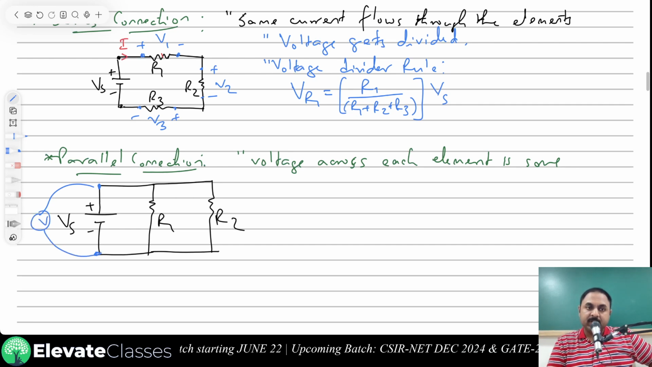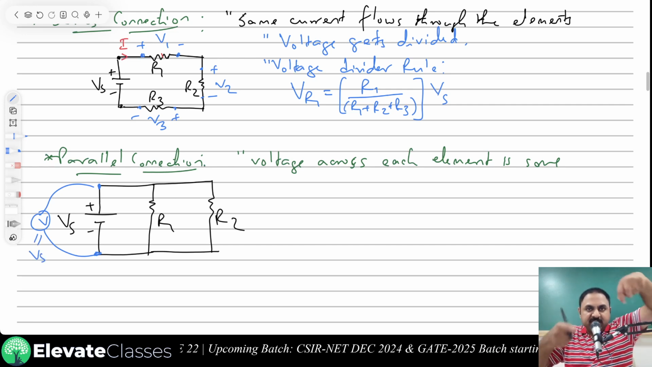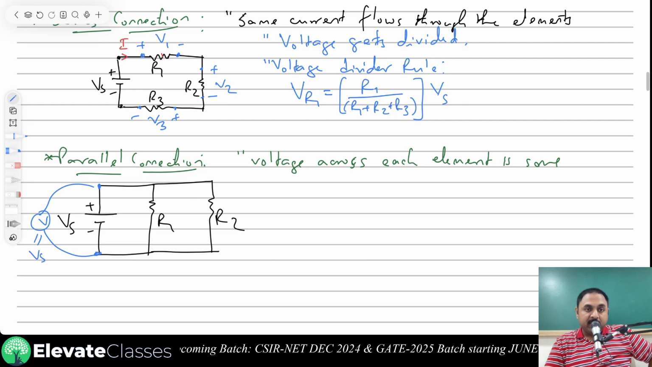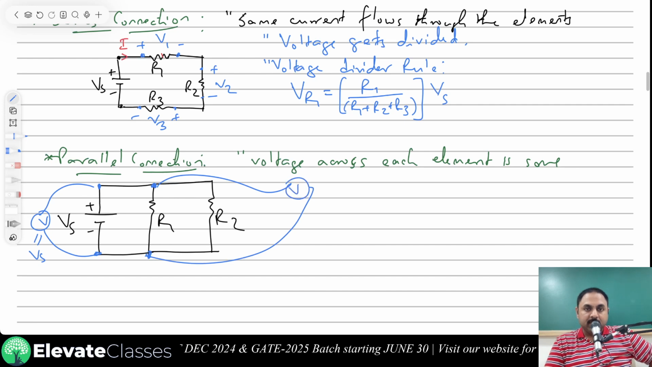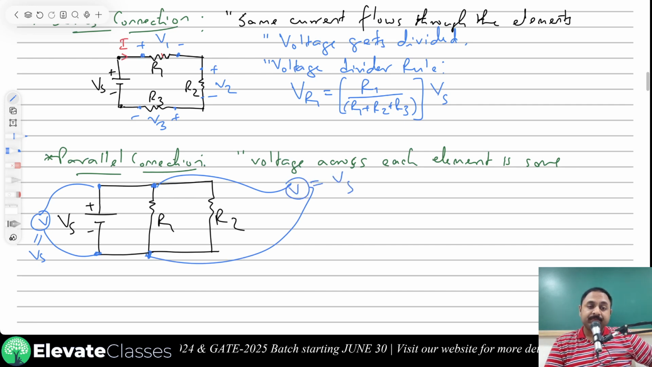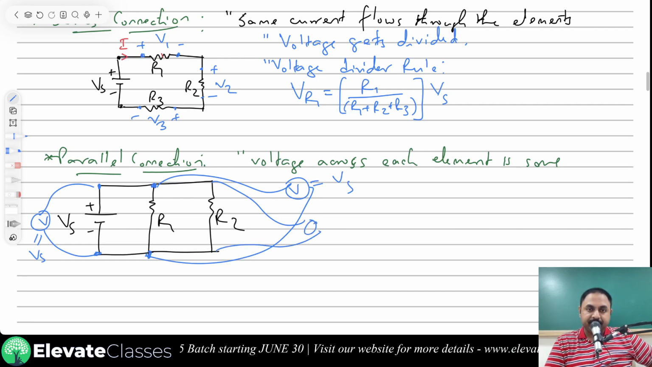What will be the reading? The reading will be Vs, right? Why? Because we know that this is Vs, so you have just connected a voltmeter across it. Now, take the same multimeter, and connect it across these two leads. This voltmeter will again give you Vs. Similarly, take another multimeter and connect it here. This voltmeter reading will also be Vs.